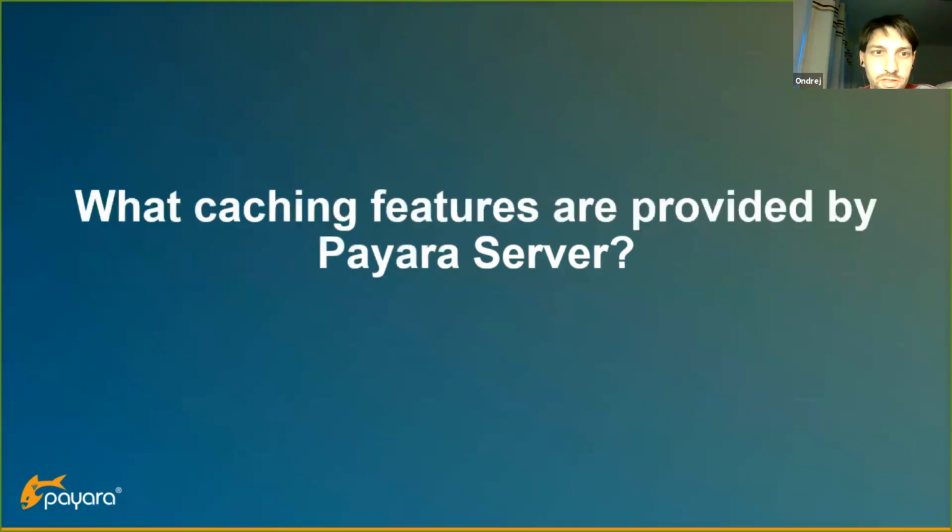On to the next question: what caching features are provided by Payara Server? Andy, do you have any answer for this? So JCache is probably the headline one in there, which is, off the top of my head, JSR 107, I think it is. That's brought in by Hazelcast, which does a number of things, including clustering, and that goes across the entire data grid. So you can cache things.